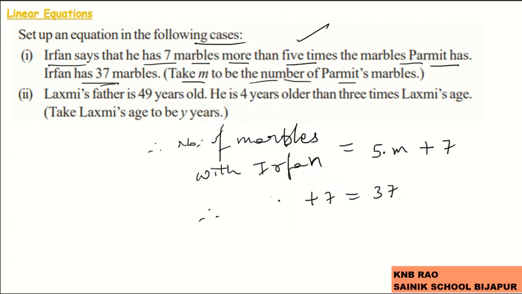Here, 5 into m plus 7 gives you 37. Through that I can solve and find the value for m.